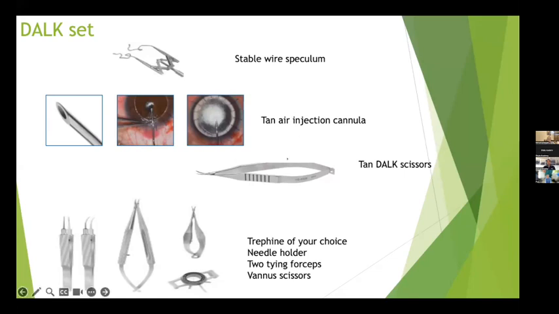There are different air injection cannulas. Fogla has introduced one, Donald Tan has introduced one, Sarnicola has introduced one. I prefer to use the Tan air injection cannula. Essentially, you can even use a 27 gauge needle mounted on a syringe and bend that and use it instead of these ones. Tan DALK scissors, I prefer that, and I'm going to explain why in a minute. And like any keratoplasty, these bottom instruments: needle holder, you may need Vannas scissors, your choice of trephine, and a couple of tying forceps.